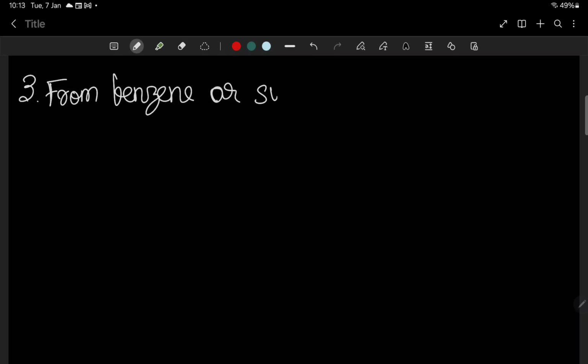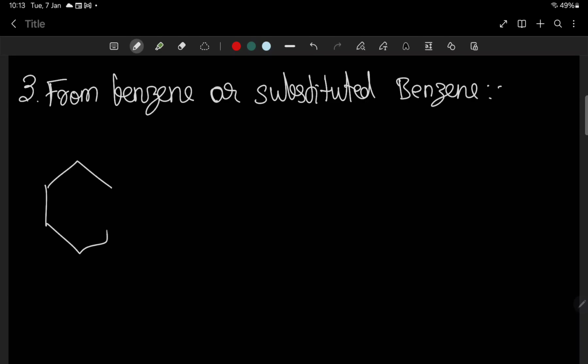So from nitrile, now from acyl chloride over from nitrile. Now we have from benzene or substituted benzene. Yes, take a benzene or a substituted benzene. This is a very simple reaction. This is called Friedel-Crafts acylation.